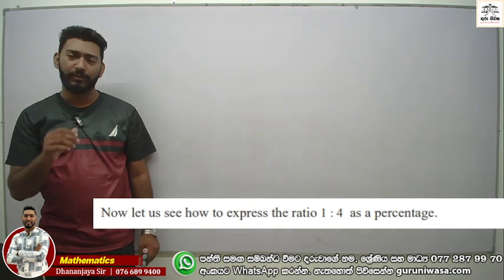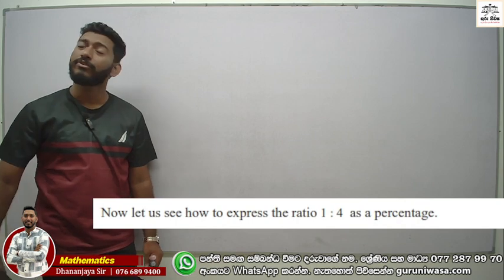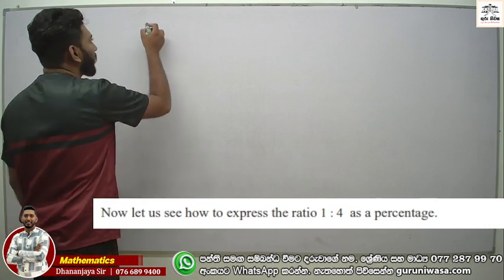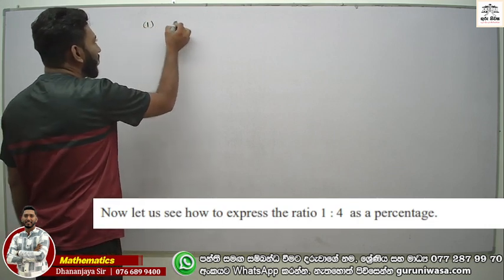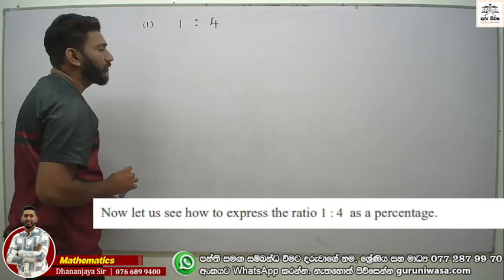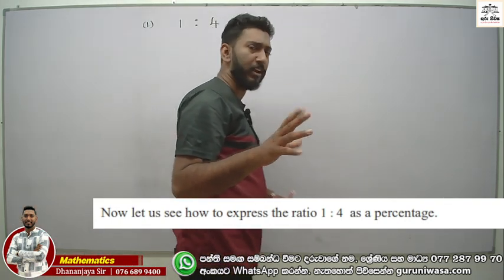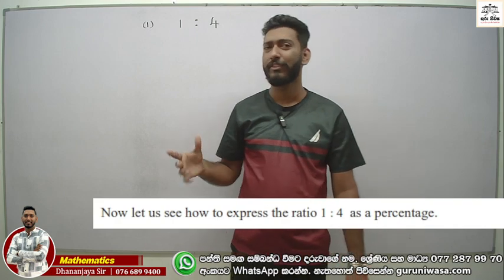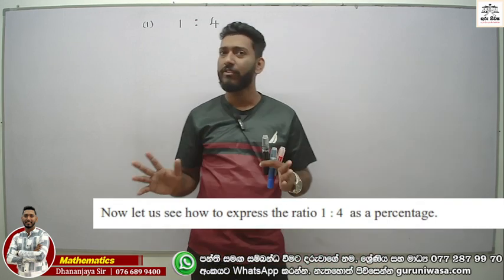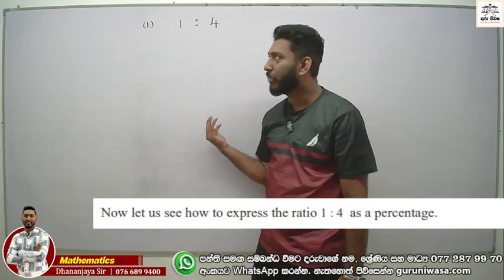Now let's see how to express the ratio 1 to 4 as a percentage. This is example number 1. This is a ratio 1 to 4. This is very important. There are several methods, but I'm going to tell the simplest method, with fractions. Any ratio you can write as a fraction.